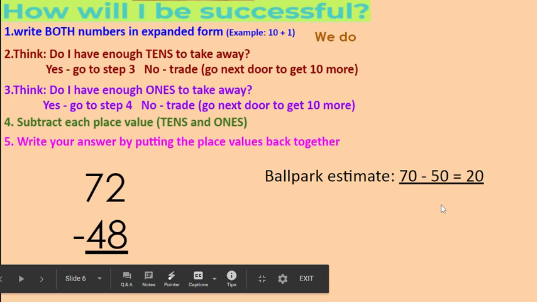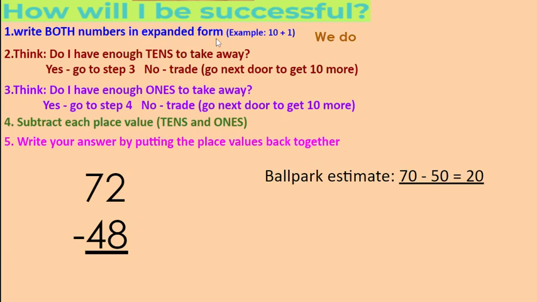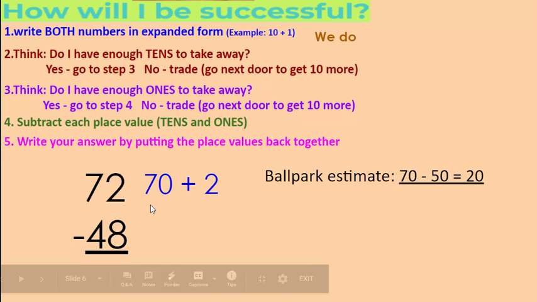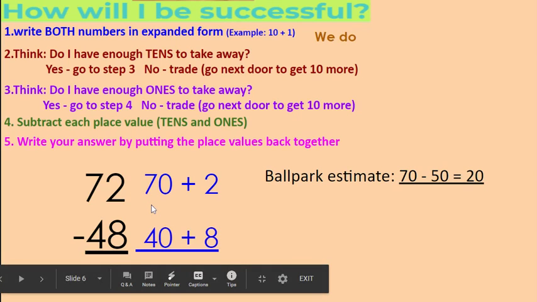Let's try one together. The first step says to write both numbers in expanded form. Take a look at 72. How would you expand that number? If you said 70 plus 2, you were correct. Now how about 48? We would expand that to 40 plus 8.